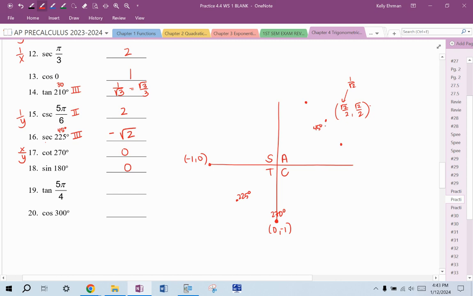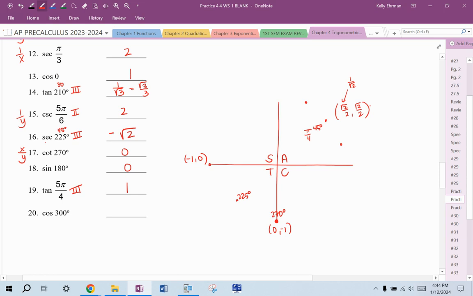Tangent of 5 pi over 4, again, look at pi over 4, which is 45 degrees. Tangent is radical 2 over 2 divided by itself, so tangent is 1. Check your angle, you're in quadrant 3, so tangent should be positive in quadrant 3, so 1 is the answer.